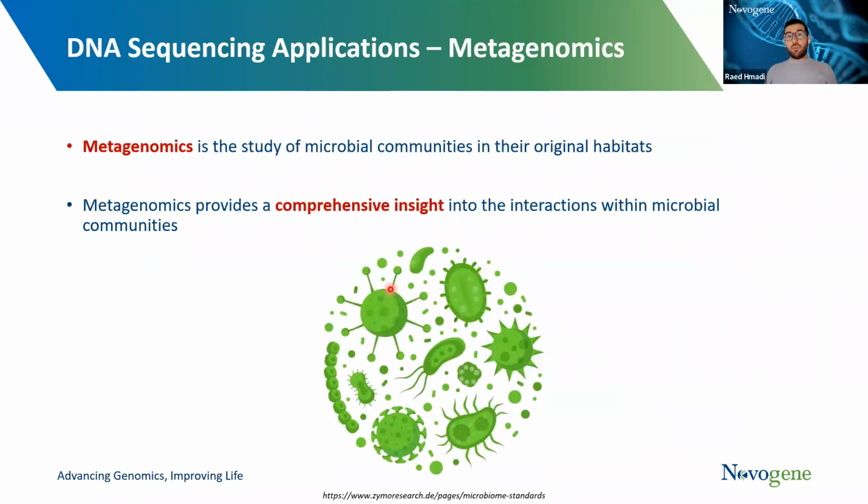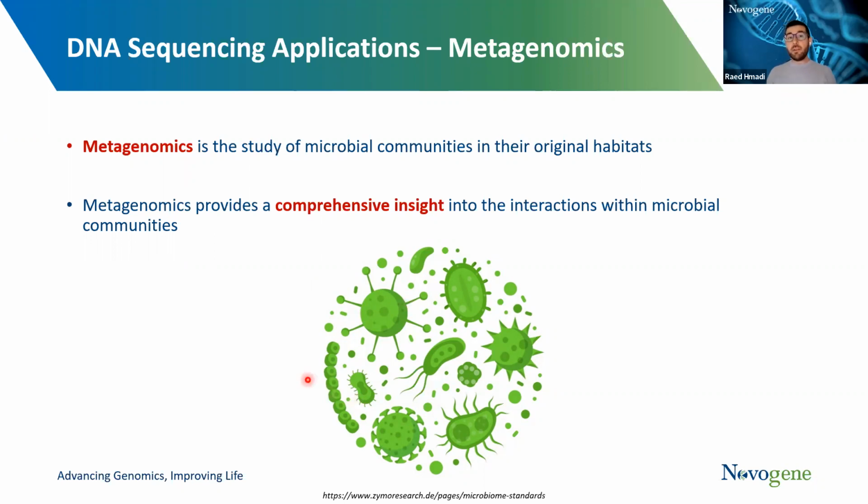Now, moving on into microbial research, one major DNA sequencing application that scientists and researchers that are focusing on microbial research can use is metagenomics. Metagenomics, by definition, is the study of microbial communities in their original habitats. And it is very important because it provides us with a comprehensive insight into the interactions within the microbial community.